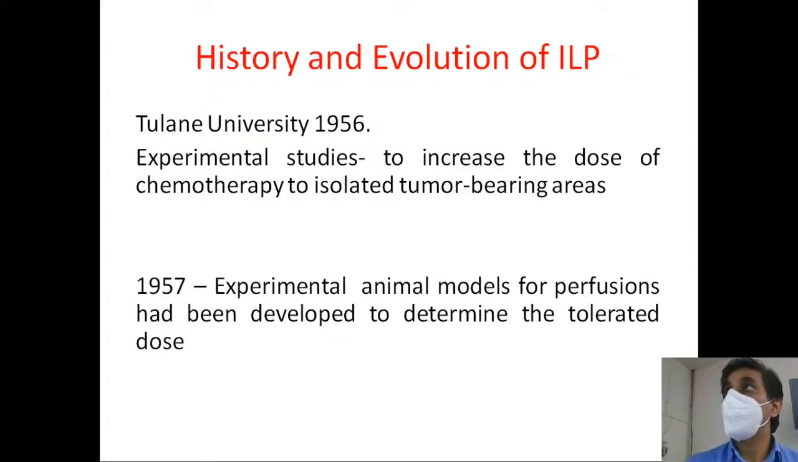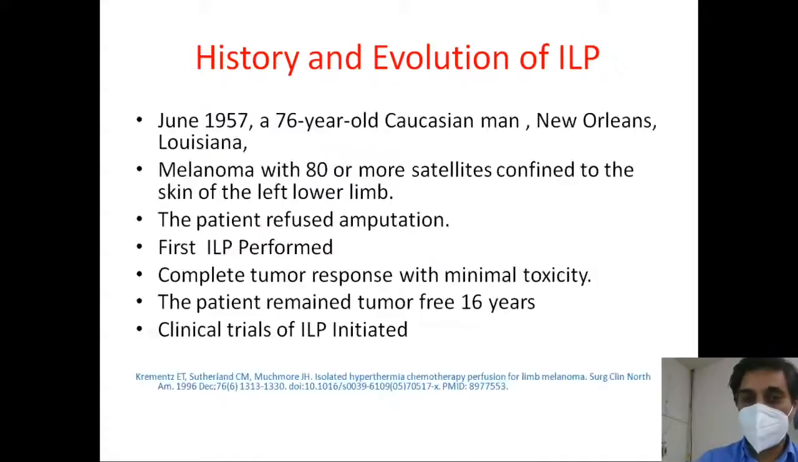The history of ILP dates back to 1956, when experimental studies to increase the dose of chemotherapy in the region of the tumor-bearing area were undertaken, and by early 1957, experimental animal models for perfusion had been developed to determine the chemotherapy doses. And in June 1957, a 76-year-old man diagnosed with melanoma with more than 80 satellite nodules came to an American hospital, and the patient refused amputation. So the first ILP was performed using melphalan, and there was a complete response with minimal toxicity in this patient, and the patient remained alive for 16 years. Seeing this excellent response, clinical trials were performed to evaluate isolated limb perfusion.